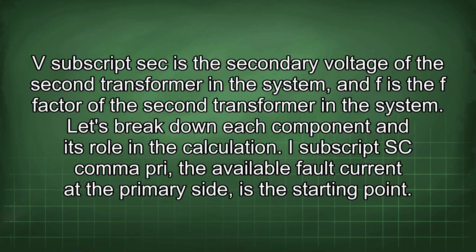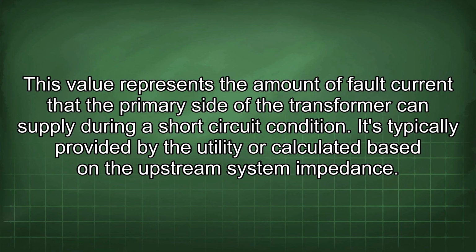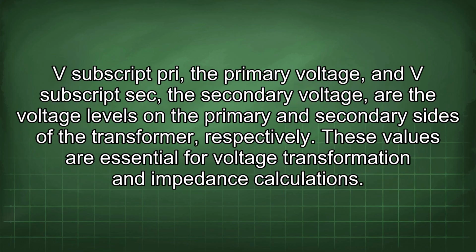Let's break down each component and its role in the calculation. I_SC,pri, the available fault current at the primary side, is the starting point. This value represents the amount of fault current that the primary side of the transformer can supply during a short circuit condition. It's typically provided by the utility or calculated based on the upstream system impedance. V_pri, the primary voltage, and V_sec, the secondary voltage, are the voltage levels on the primary and secondary sides of the transformer, respectively. These values are essential for voltage transformation and impedance calculations.